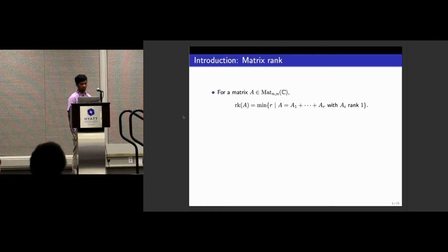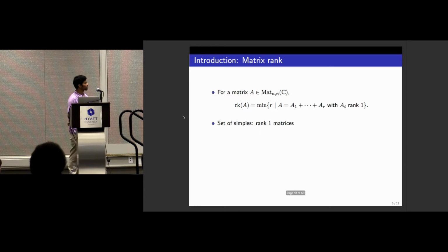So to begin with, I want to tell you all about matrix rank, but in a way that you may not entirely see directly, but you should be able to figure this out. The rank of a matrix, I want to say, is the smallest number R such that you have R rank 1 matrices that you add up to get your matrix. Okay?